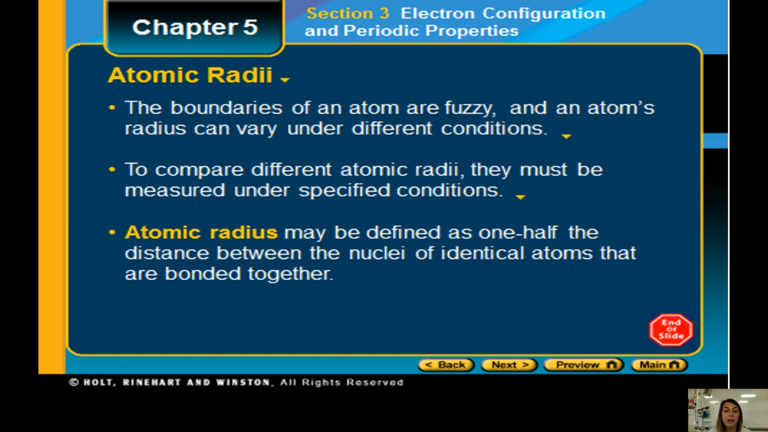Okay? And then the definition we just talked about is one half of the distance between the nuclei. So from the center to one side. That's half. If you went from one side to the other side, that would be whole. But we want the center to the end, just like a circle.